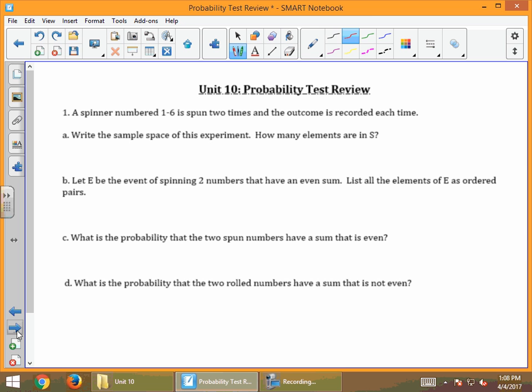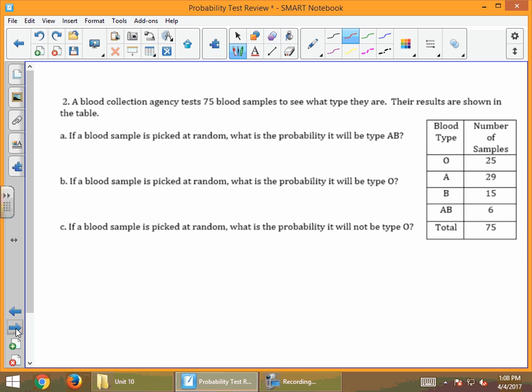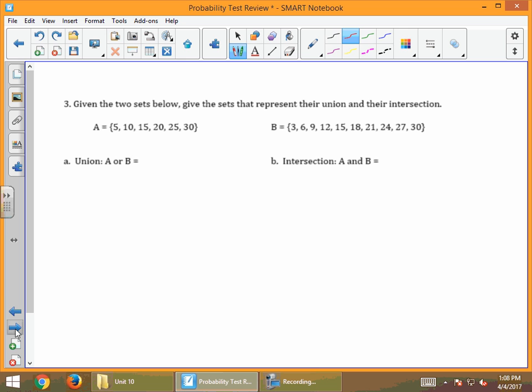Let's move on to this guy. And by this guy, I don't mean that guy. I don't mean that one either. I mean this one. Number 3 is what we're going to do. So we're given 2 sets. Give the sets that represent their union and their intersection.